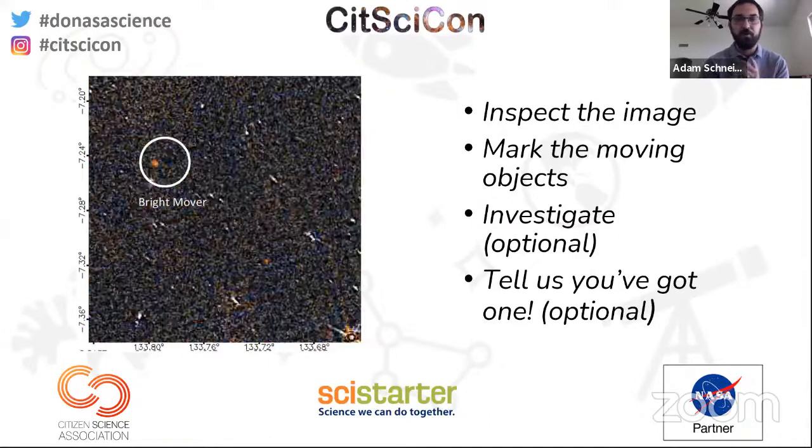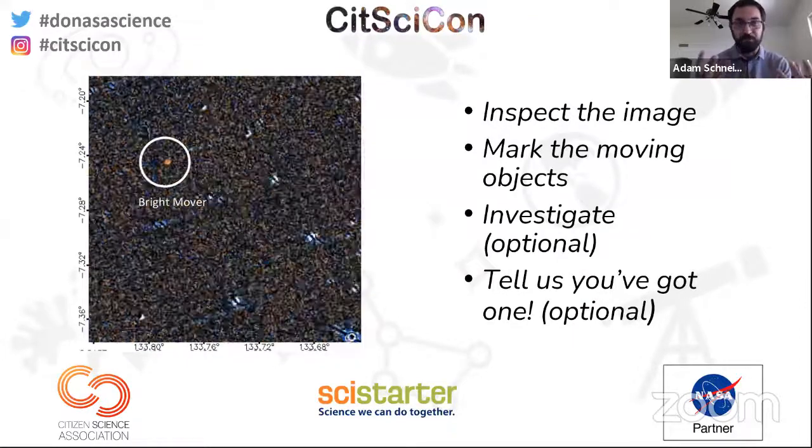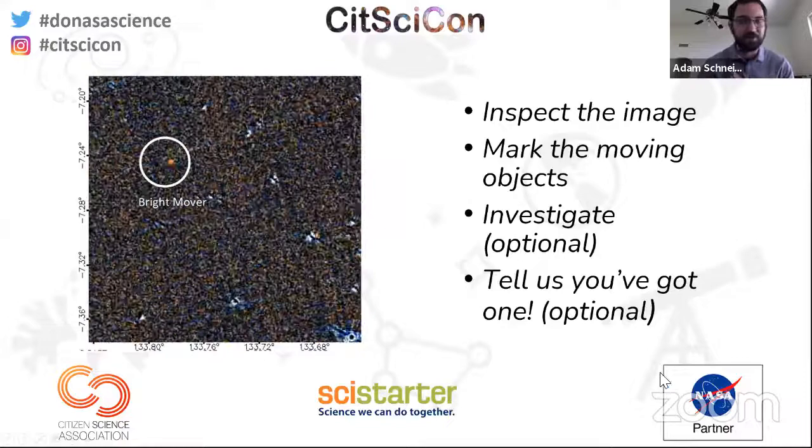So when you log on to Backyard Worlds and go visit the site, you will be presented with an image very similar to this. And you just look for moving objects. There's a very simple marking tool that you can mark your moving object if you see one. And then if you want to be done, you're done. You have contributed to science if you mark a moving object.